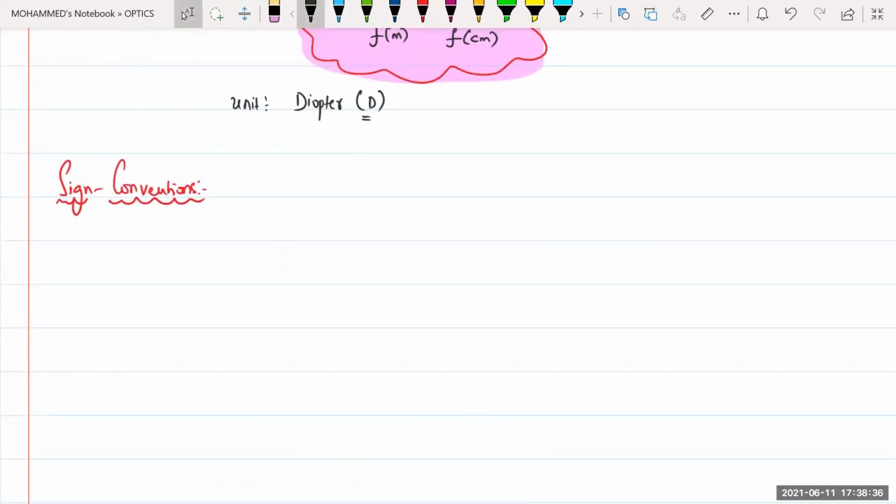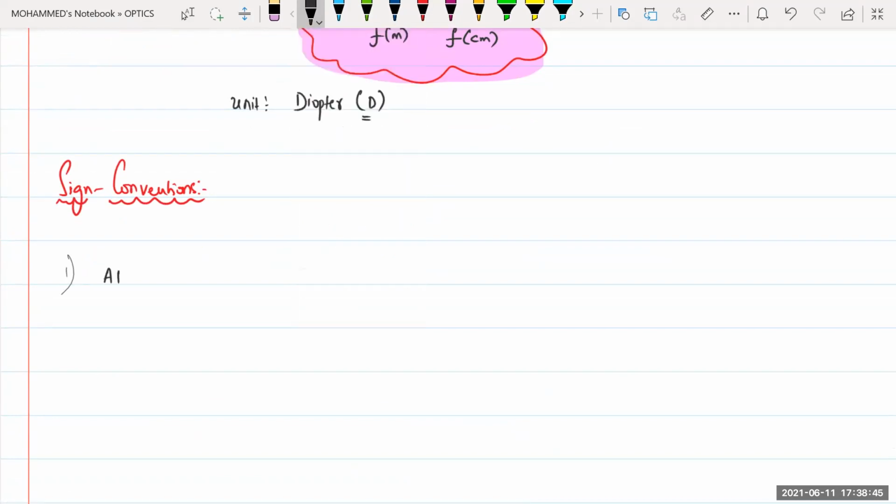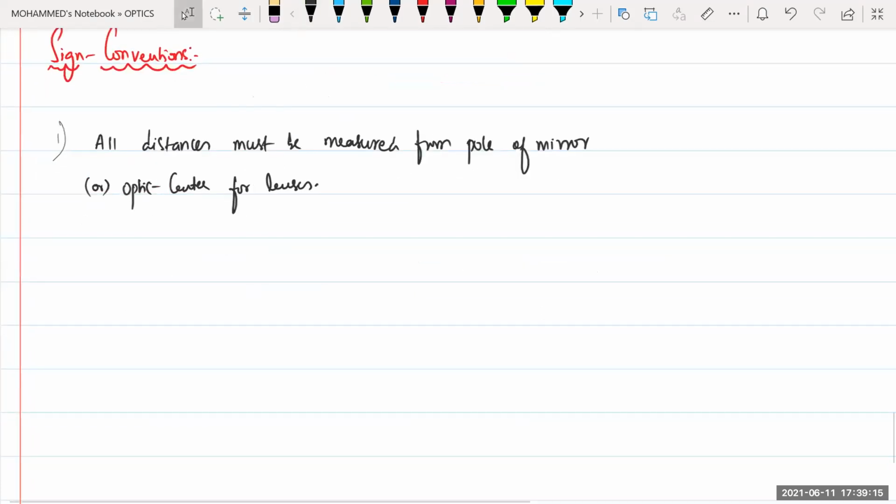For the sign convention, what is the first point, beta? The first point is that all distances must be measured from where? From the pole of the mirror, or the optic center for lenses.